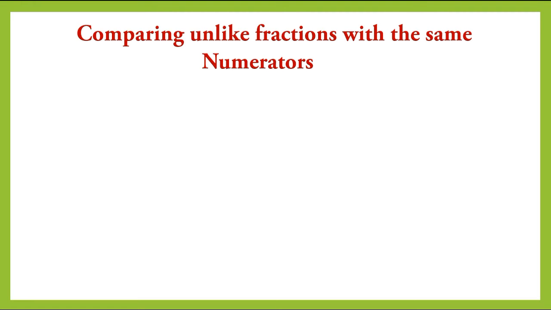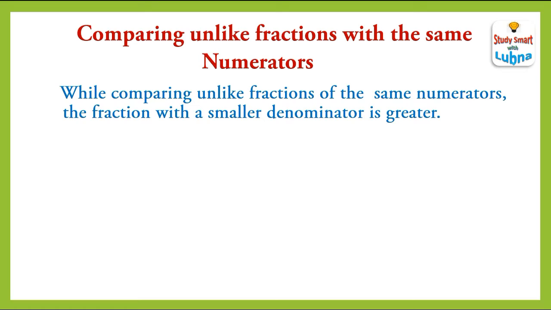Now we will be comparing unlike fractions with the same numerators. While comparing unlike fractions of the same numerators, the fraction with a smaller denominator is greater. Now in this case, the numerators are same and the denominators are different.